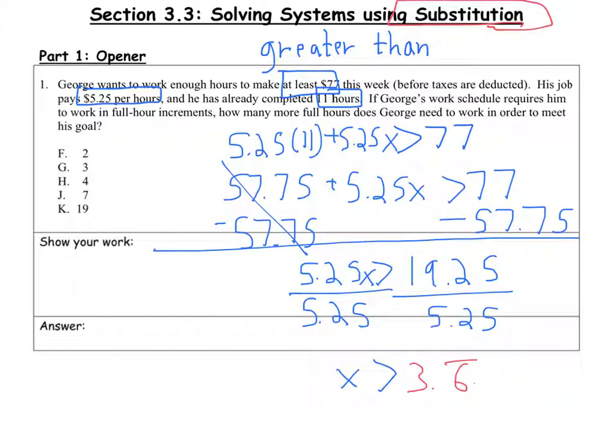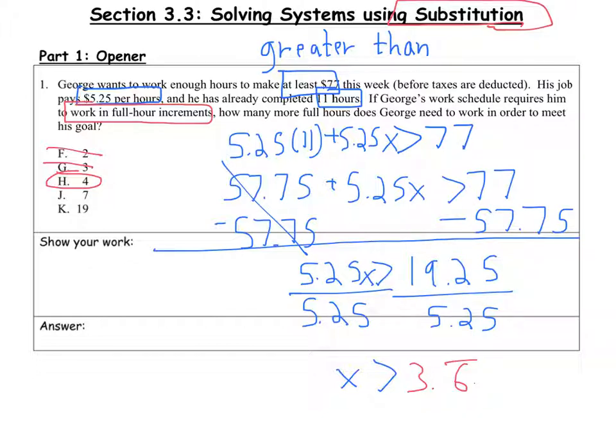So remember here now, George can only work in full hour increments. So 2 hours is not enough. 3 hours is not enough, right? Because I have to go 3.6 repeating. But 4 full hours will get George to $77. So a little refresher of things we talked about last chapter. Good.